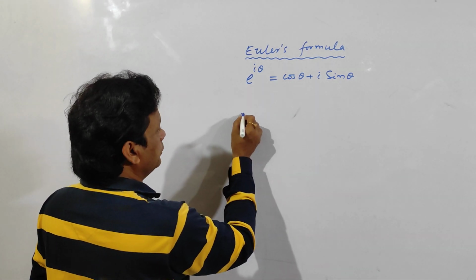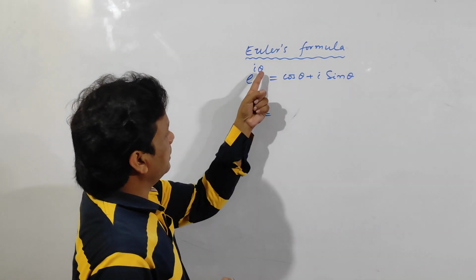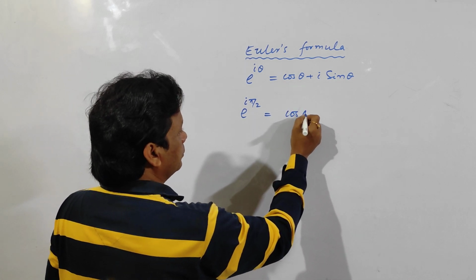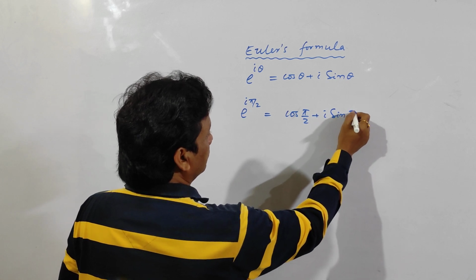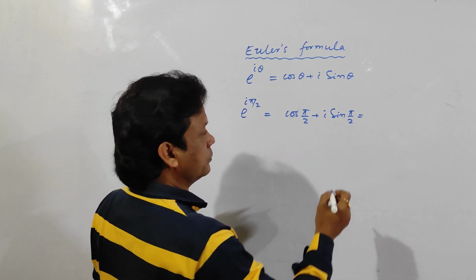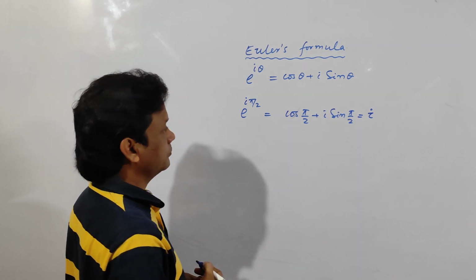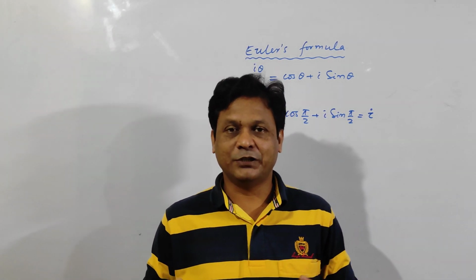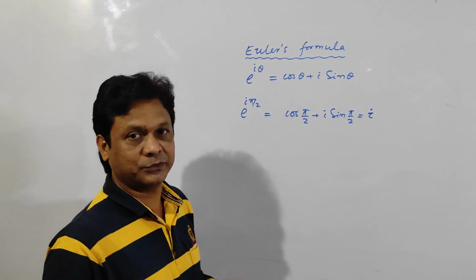Now, what is e to the power i pi by 2? In place of theta, I am writing pi by 2. It is cos pi by 2 plus i sin pi by 2. And cos pi by 2 is 0, sin pi by 2 is 1. So it is i. Is that clear to you or not? That means the value of i is equal to e to the power i pi by 2.